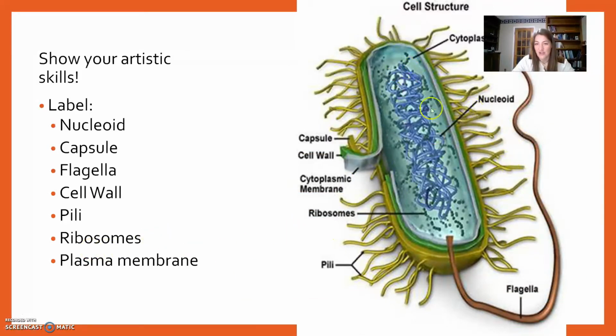Right here, this area is the nucleoid. Down here is the flagella, the big whip-like structure, helps it to move. These are the pili and the external surfaces. In here you see those little dots, those are the ribosomes. And then over here you have the capsule, the cell wall, and the membrane here, cytoplasmic, so it's a plasma membrane. So that's what's going on here.